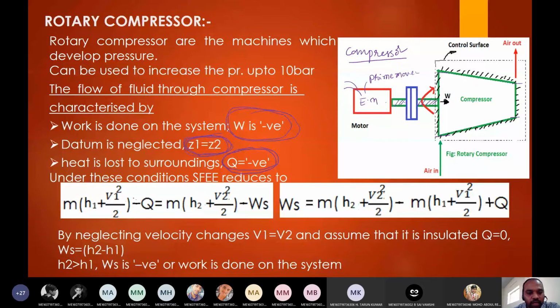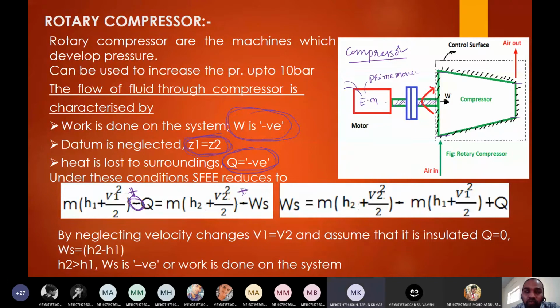The Q is negative. Earlier we used to have a plus symbol here. Yes or no? Plus heat supplied plus work done generally. Normal steady flow energy equation is plus Q plus W. But in a compressor, heat is lost to the surrounding. That's why Q is negative.